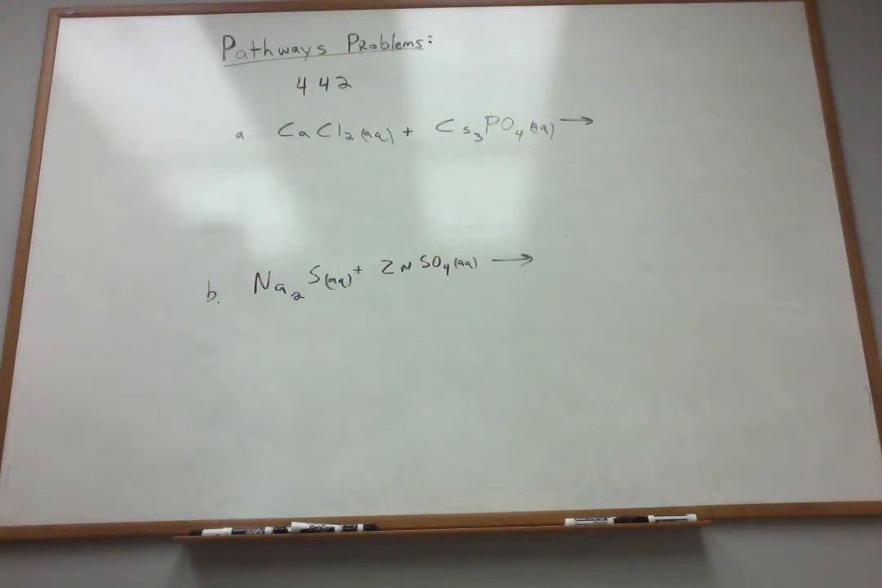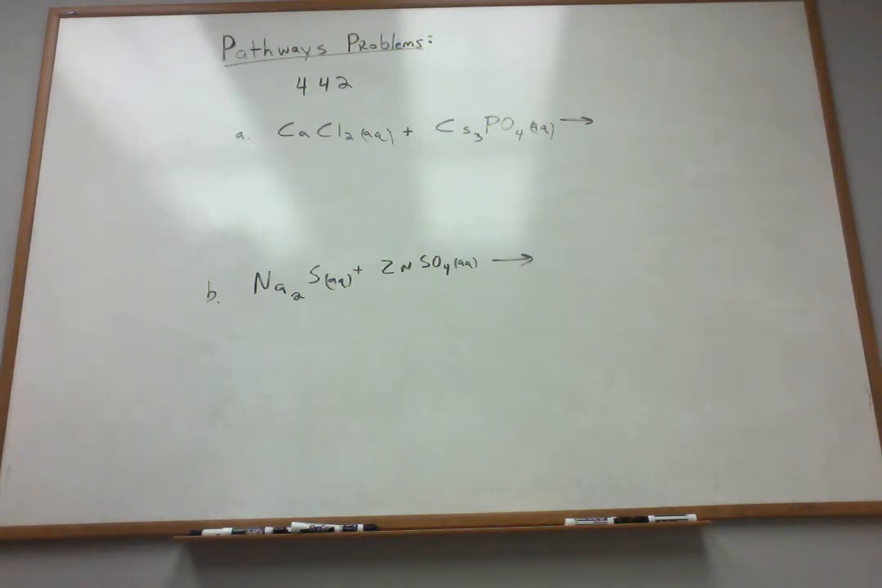All right, problem 4.42. We are asked to predict products of precipitation reactions or potential precipitation reactions. And we're also asked to write three equations for each: what they call a molecular equation, a total ionic equation, and also a net ionic equation for each of these, okay?